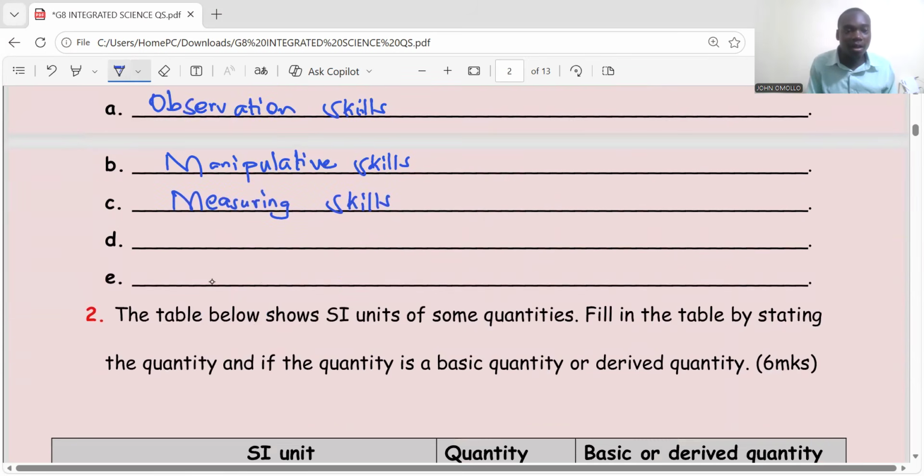Number 4, we have conclusion skills. Number last. Now we have a lot of skills. We have data analysis. That is also a skill. We have observation, manipulative, measuring skills, conclusion skills, data analysis. Those are all skills. Experimentation.